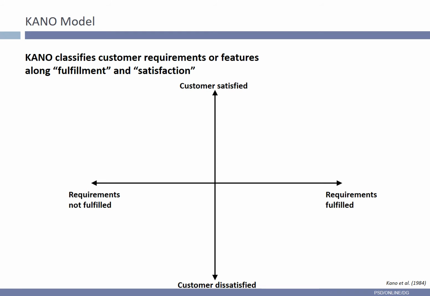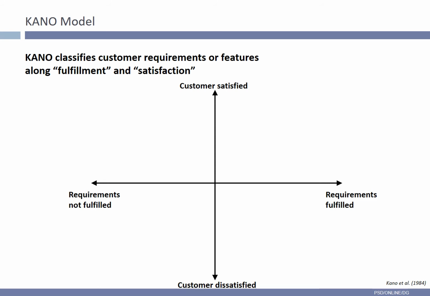So you can see in the middle, the customer is neutral. If you go up, the customer gets more and more satisfied. And if you go down, the customer gets more and more dissatisfied. Based on these two dimensions, you can now classify features in three basic buckets.